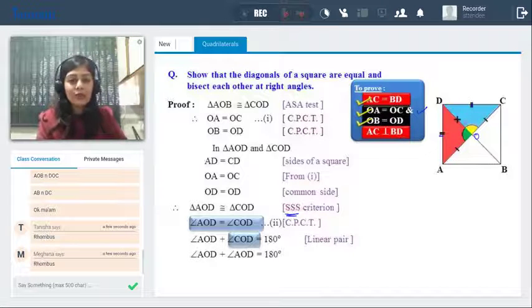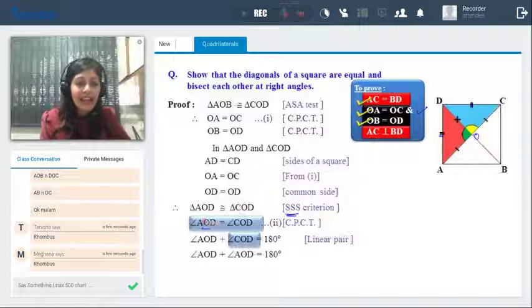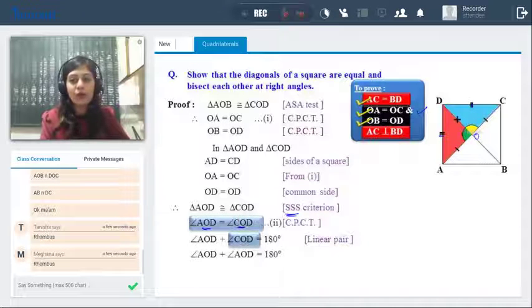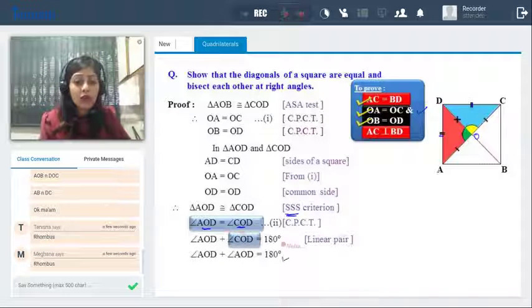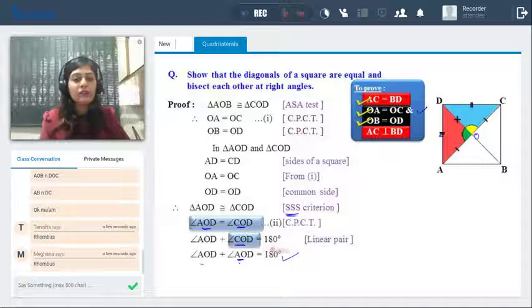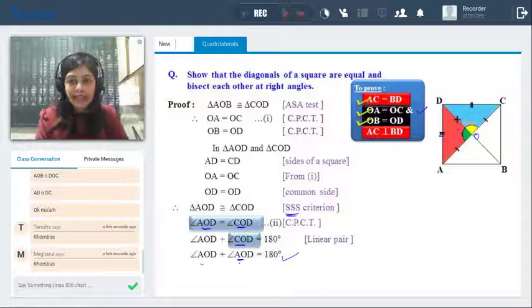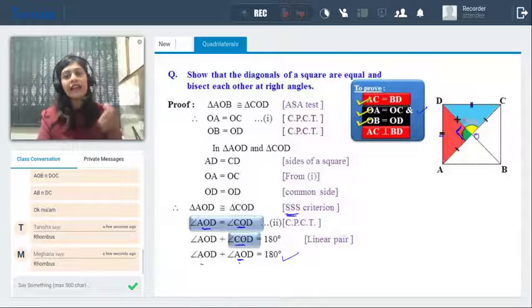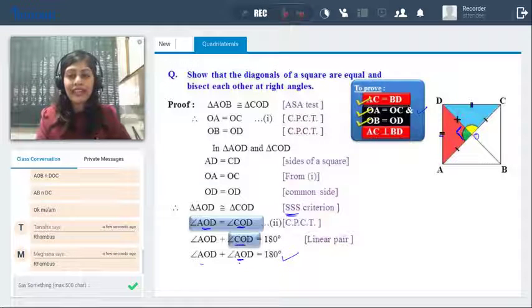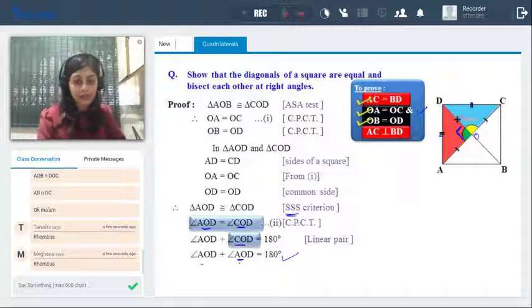Now, like we had seen, once the two triangles are congruent, I can definitely say AOD is congruent to COD. You can either give them a letter x and x or just use it the same way. But we also know they are angles in a linear pair. So I have quickly replaced COD with AOD. Twice AOD is 180, so we can see AOD is 90 degrees. What we get is this angle is a right angle, and hence AC and BD are perpendicular to each other.